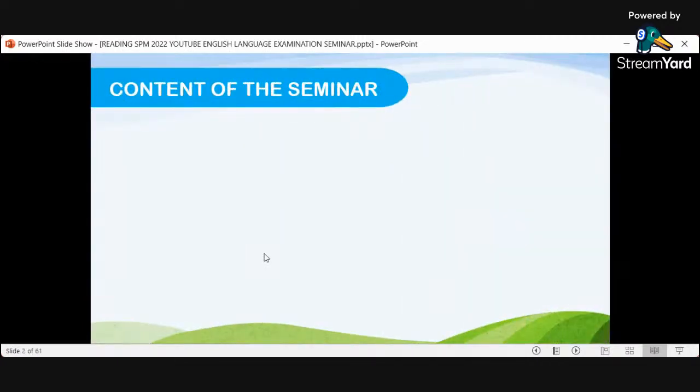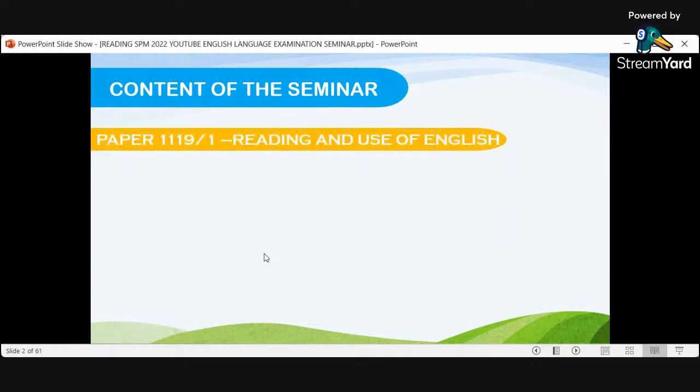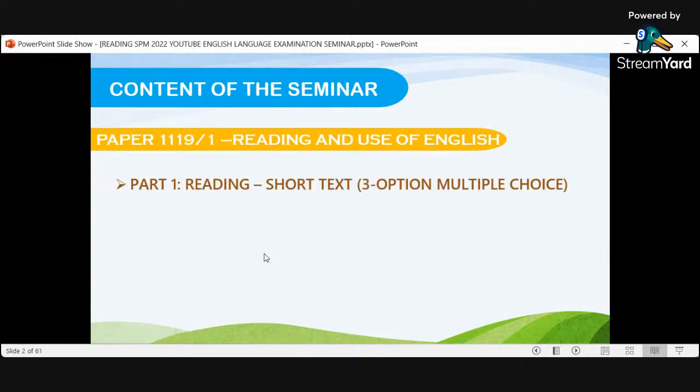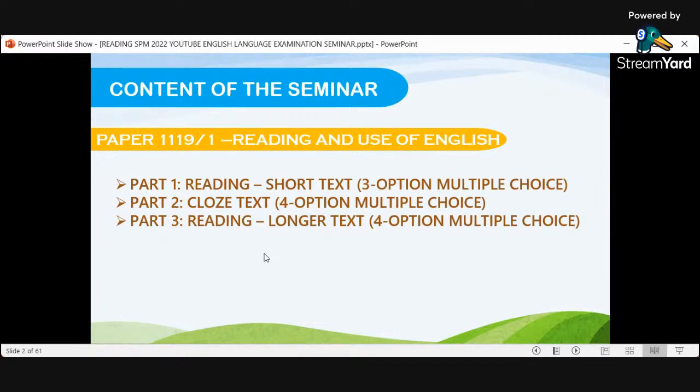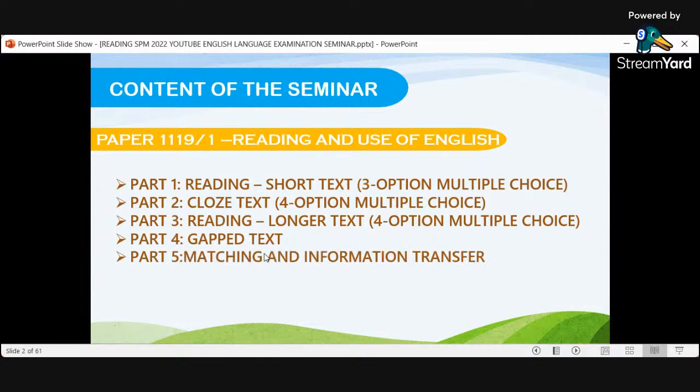All right, so the content of the seminar today is, like I said, 1119-1 reading and use of English. And we'll be looking at part 1, reading short text, 3 option multiple choice. Part 2, closed text, 4 option multiple choice. Part 3, reading but longer text with 4 option multiple choice. That means the text gets longer and longer as you go deeper into the different parts. Part 4, gap text. And part 5, matching and information transfer.